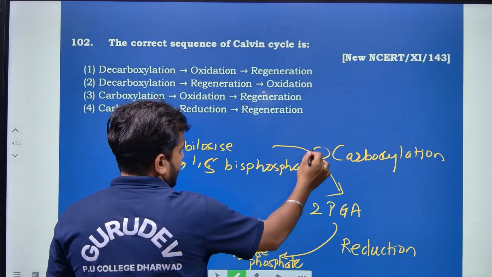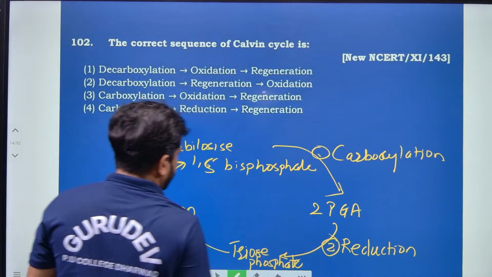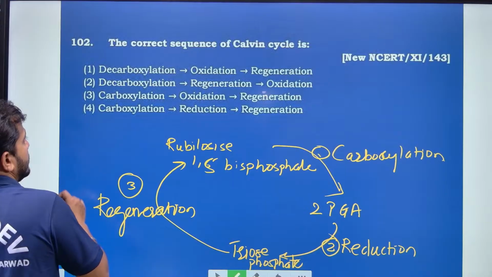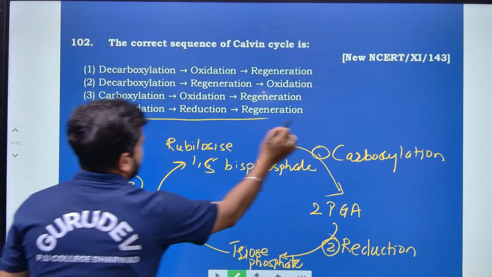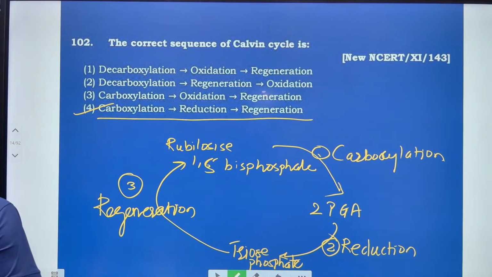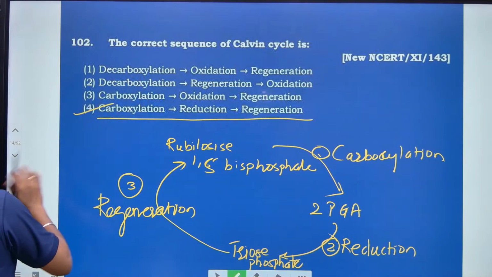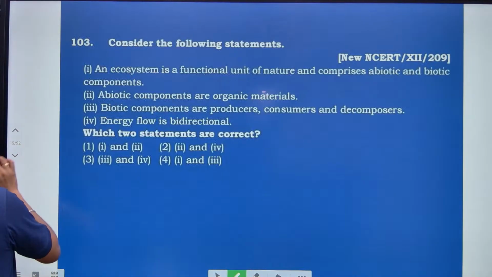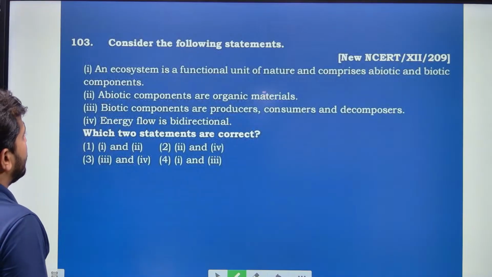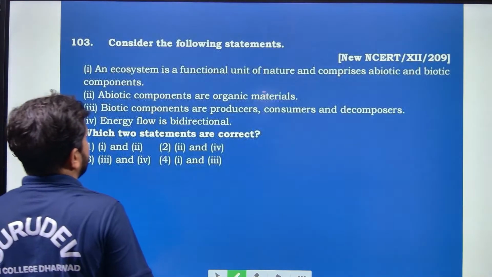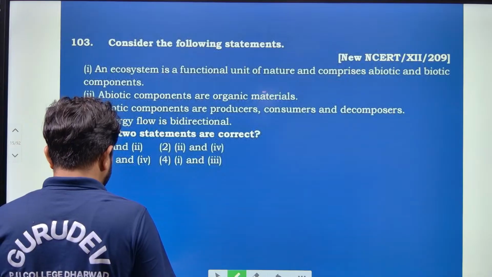First it should be carboxylation, second should be reduction, and third should be regeneration, and there the option is 4, right? The correct sequence of the Calvin cycle is what they are asking, right? Then consider the following statement: an ecosystem is a functional unit of nature, right?